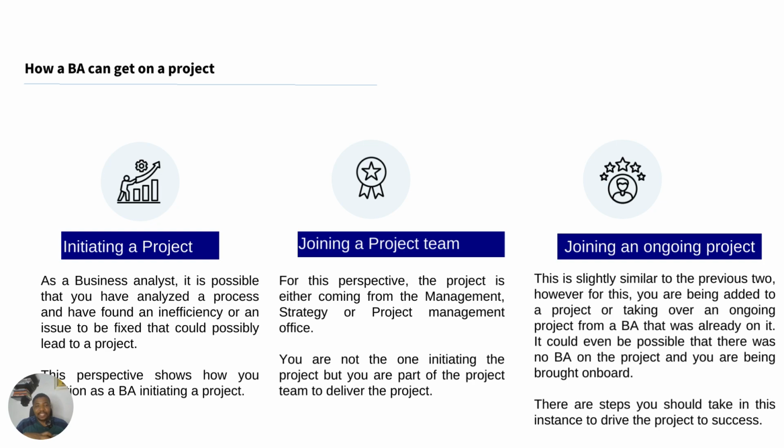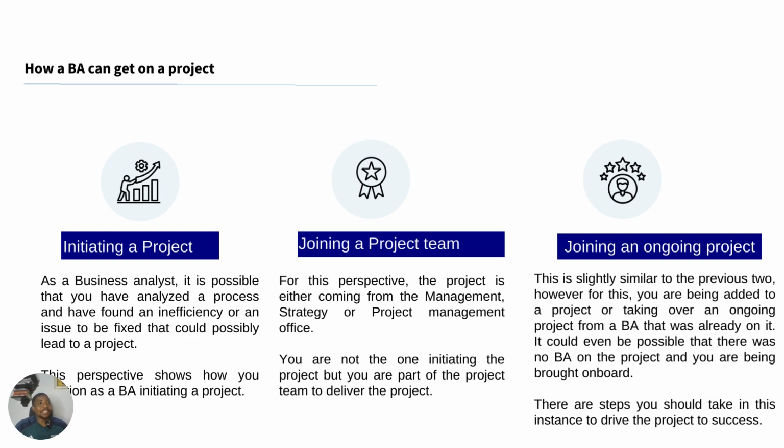Right. So this is the perspective that shows how you should function as a BA when you are the one initiating a project. You've mentioned that sometimes you get to initiate your own project. There's also the perspective where you are joining a project team for a new project. So a new project came maybe from management, maybe from strategy, maybe from the project management office, or maybe it was referred by a team, maybe the underwriting team or the sales or marketing team, and it's a project.